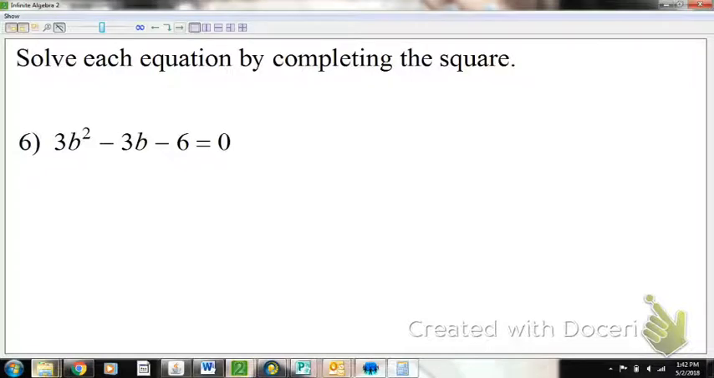Solve by completing the square. The first thing I would do on this one, because we can, is divide everything by 3. That's going to make our equation a lot easier to deal with. So we'll have b squared minus b equals, if you add 6 to both sides, divide by 3, you get 2. And you actually have to get rid of the a term. If you have anything other than 1 there, you're going to do that.